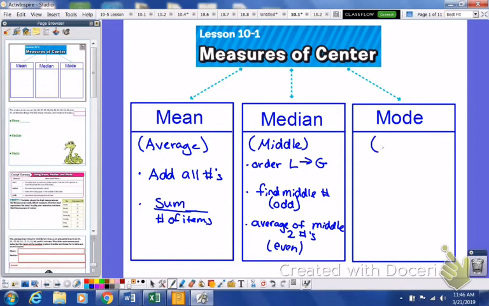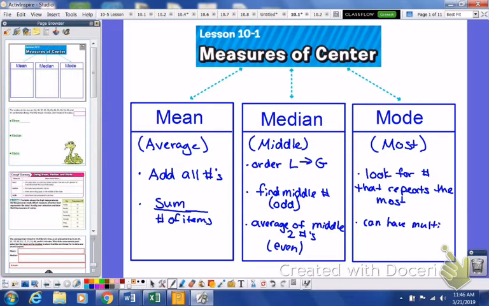So in our last one, the mode, which is our most. So all you're doing here is looking for the number that repeats the most. And remember, you can have multiple modes, or no mode. Okay, so now that we have reviewed what mean, median, and mode are, let's find them.